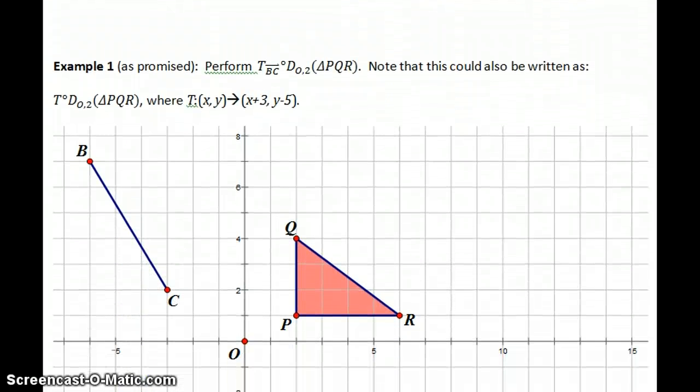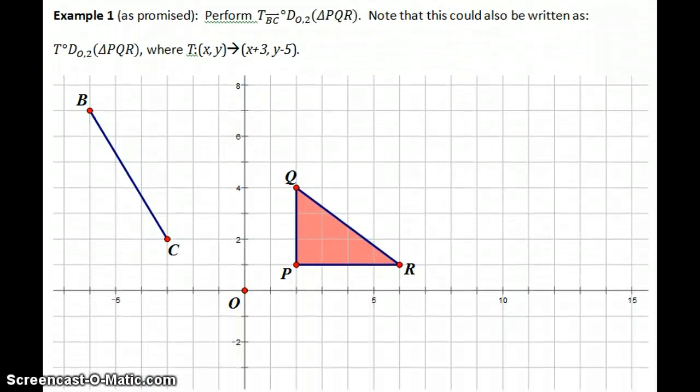All right, so here's that first example I was going to talk about. We're going to take this figure triangle PQR, and we are going to perform this composition of two transformations on it. We're going to dilate it first, and then we're going to translate it. Here's the vector BC. You could say we were going to translate by vector BC and just show the vector BC, or I could say here's the translation. It's this kind of coordinate translation.